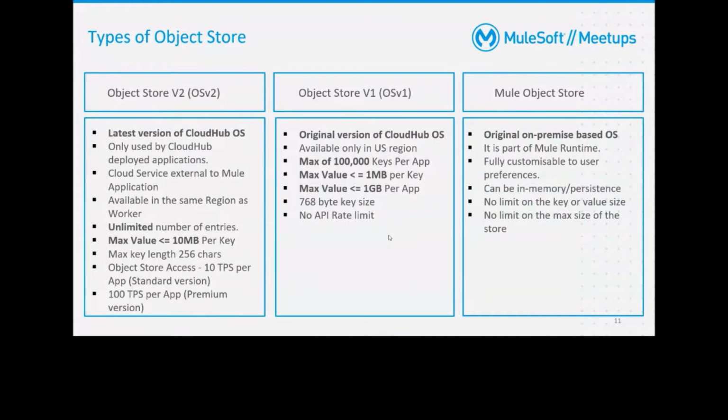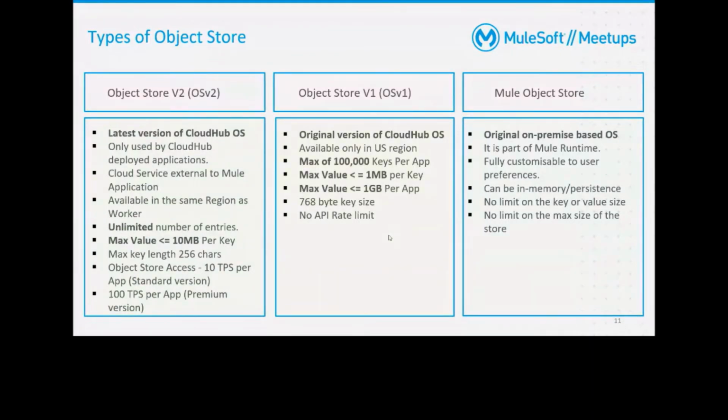There are not many restrictions on this. It is customizable to user preferences, and it can be in memory and persistent. Even on CloudHub, we have in memory, but it has its own limitations, right? So I will share that in the next slides. But here it can be in memory and persistent, and there is no limit on the key or the value size, and no limit on the max size of the store. So it can be unlimited.